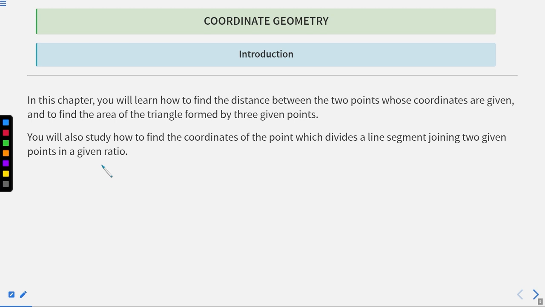So in this chapter basically we learn the distance formula, then how to find the area of the triangle formed by three given points, and then how to find the coordinates of the point which divides a line segment joining two given points in a given ratio.